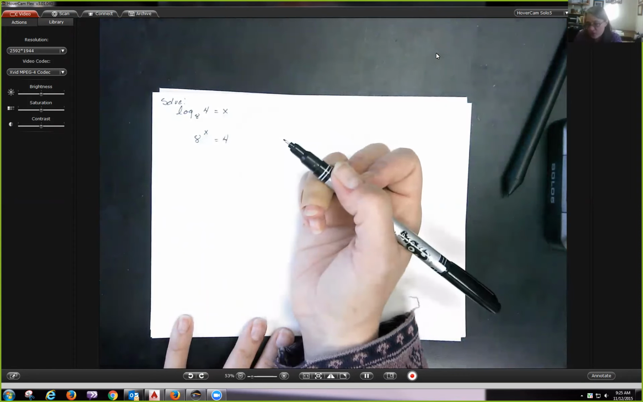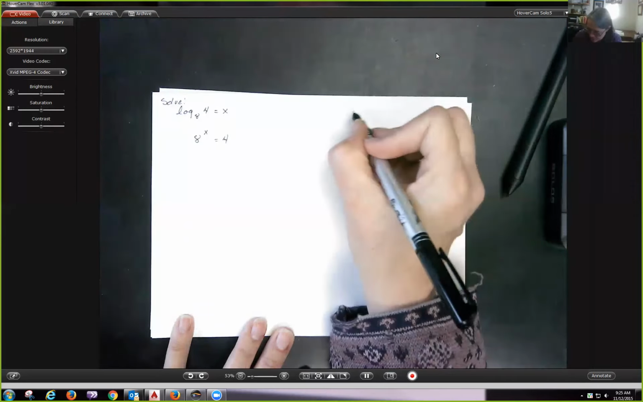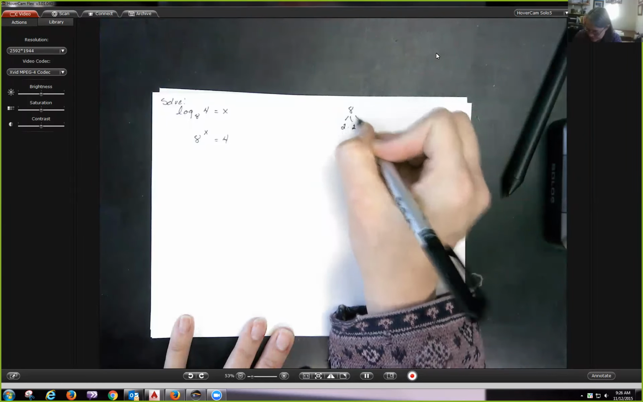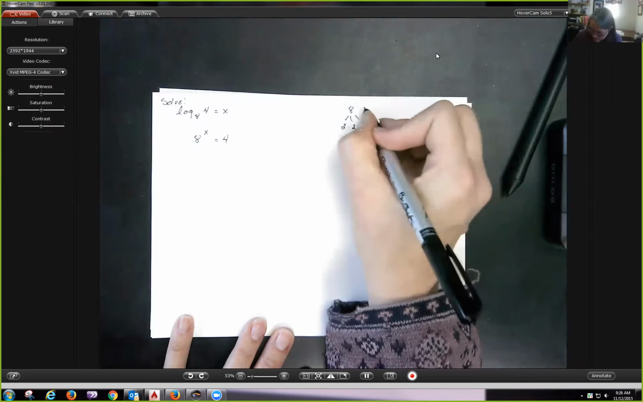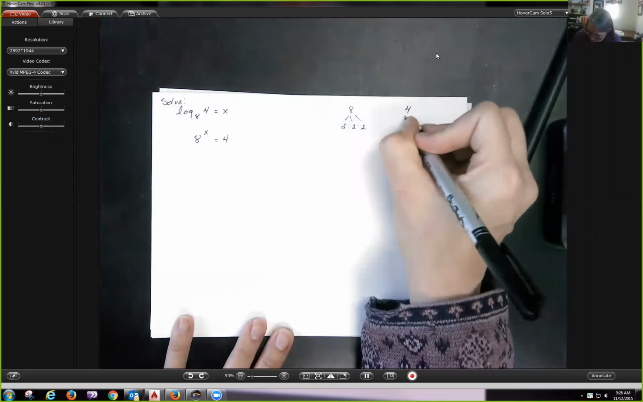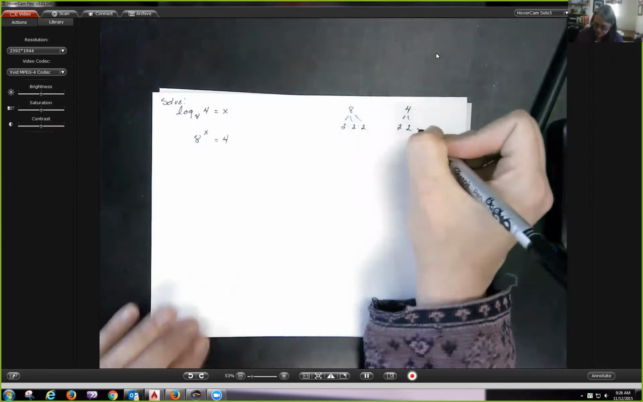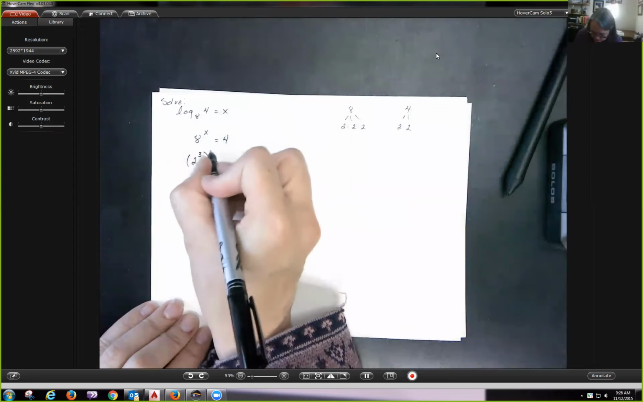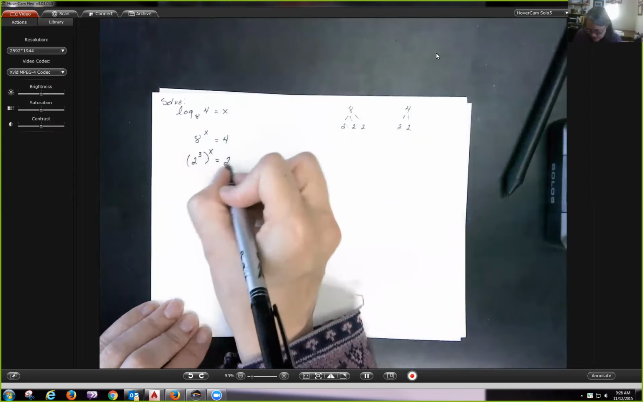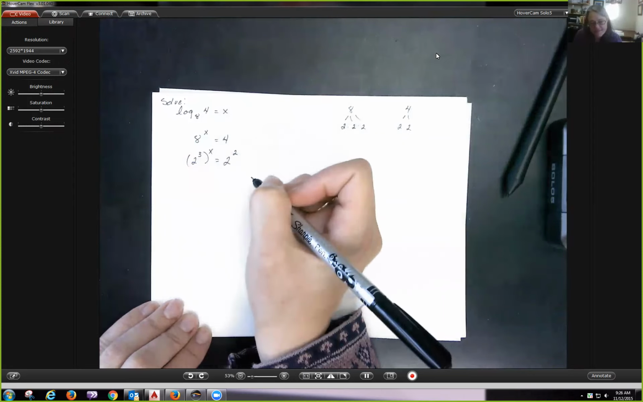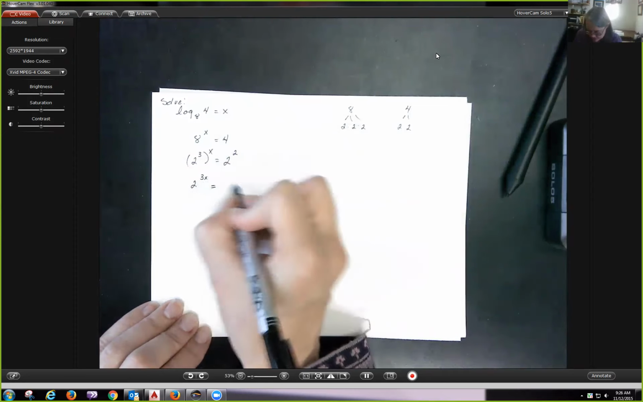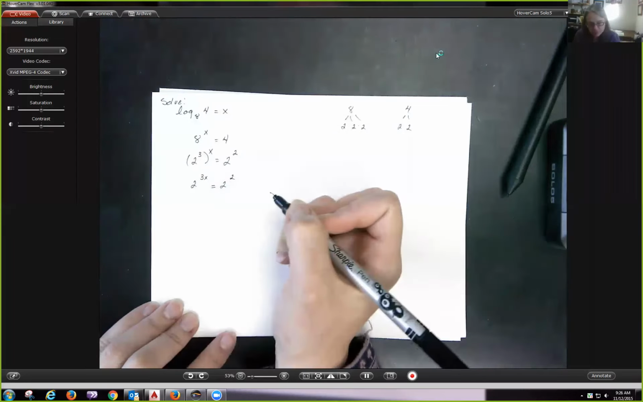We're going to go to the prime factorization of both numbers. So if we think about 8 and its prime factorization, 8 is 2 to the third power, right? And 4 is 2 squared. So this is the same thing as 2 to the third to the x equals 2 squared. Now simplify on the left and you get 2 to the 3x equals 2 squared.